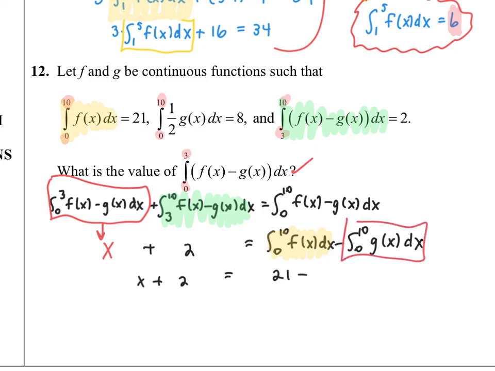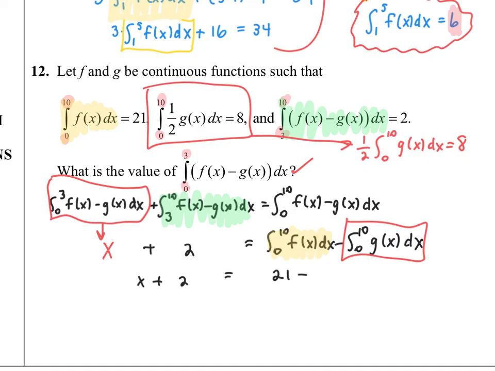Now this piece is not quite so easy because I have that 1/2 there, so I'm going to go off to the side. I'm going to play with this one a little bit to see if I can clear that 1/2. First, I'm going to pull that 1/2 out in front of the integral, and now I'm just going to solve for this integral, 0 to 10 of g of x dx, so that I know what to put down here. Multiplying both sides by 2 to clear that 1/2 gives me the value of that integral is 16, and that's what I'm going to substitute in for this red box right here.